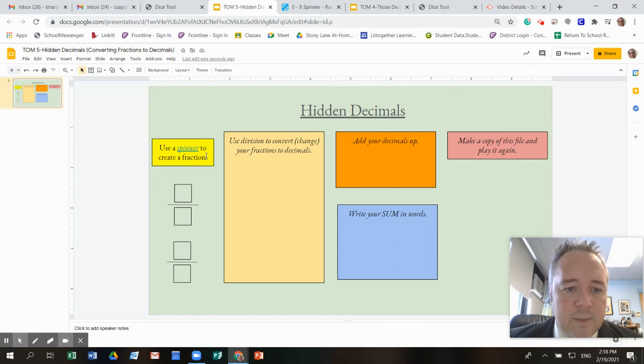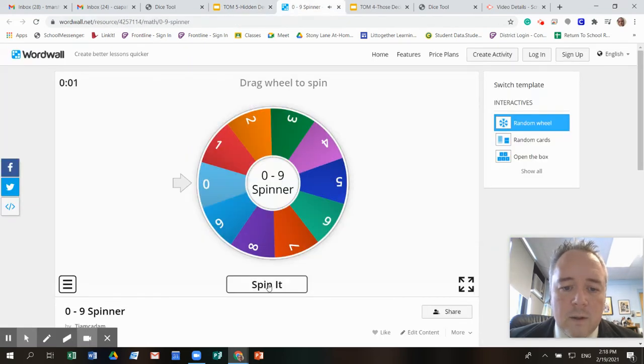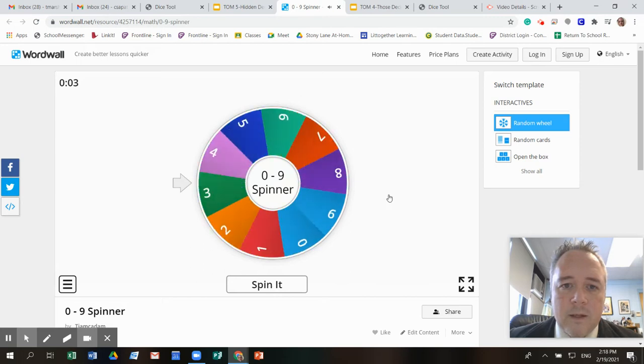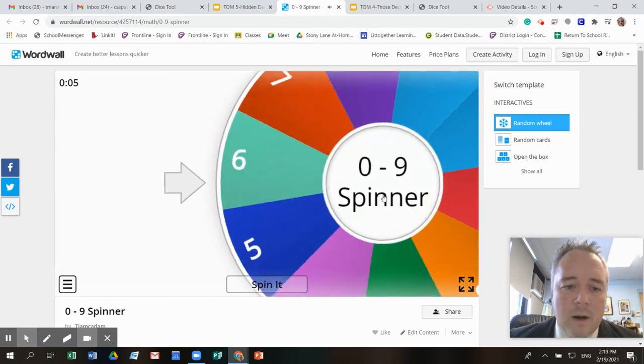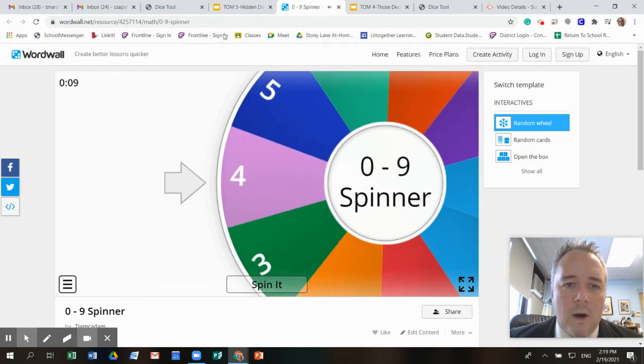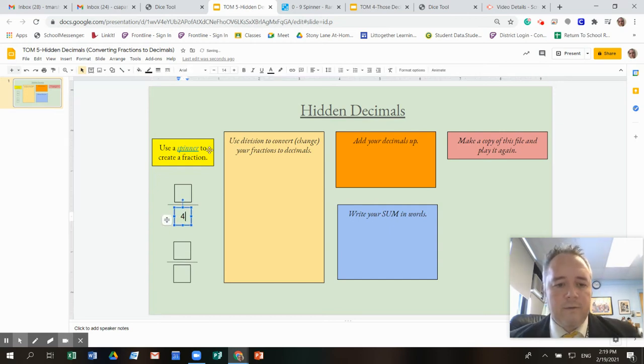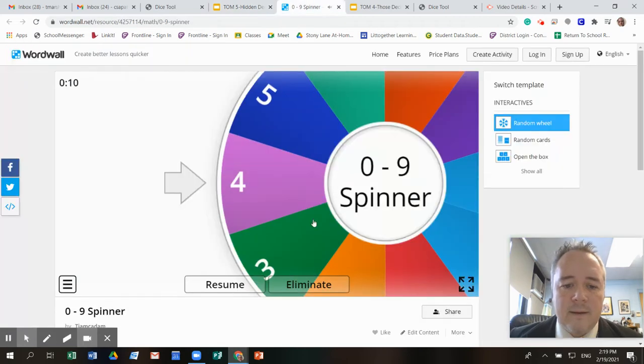So here we go. We're going to use a spinner to create a fraction. We actually have two fractions here, so we're going to spin a total of 4 times. So here we go, spin. Let's go, big number, big number, big number. Doesn't really matter if it's a big number or not, but it's just fun. 4. Okay, so I'm going to put a 4 somewhere. Let's see, I'm going to put a 4 on the denominator here. 4.